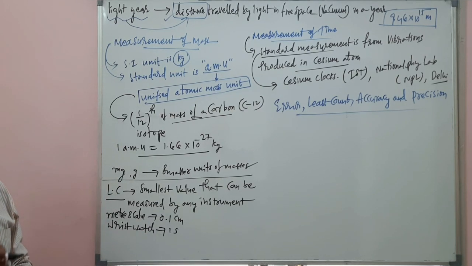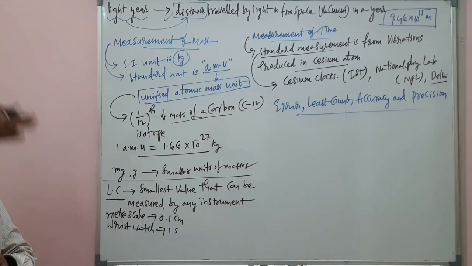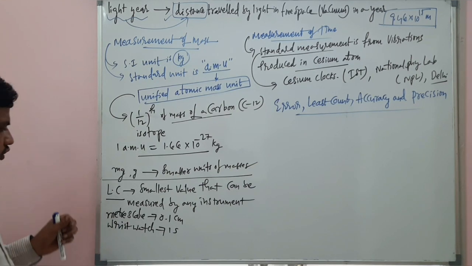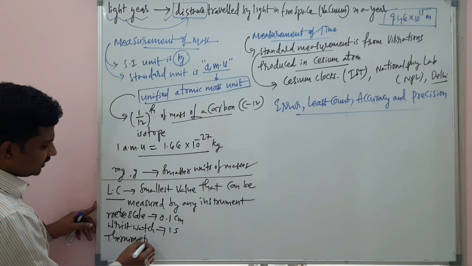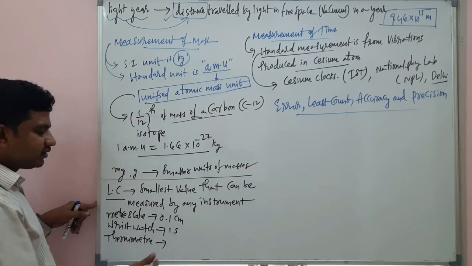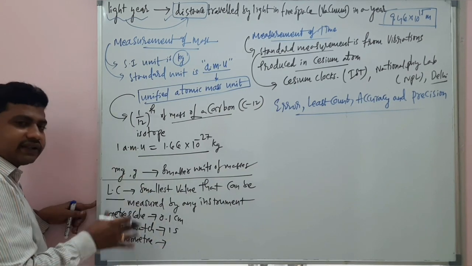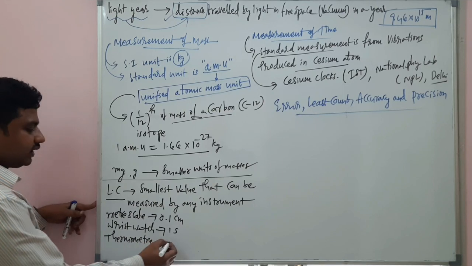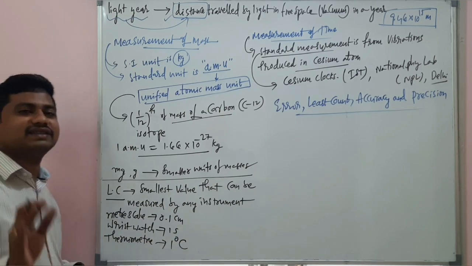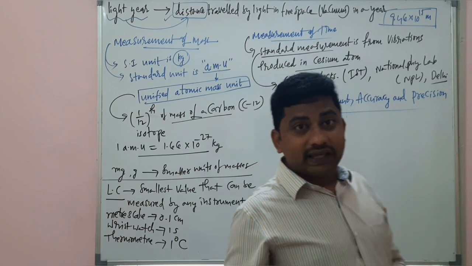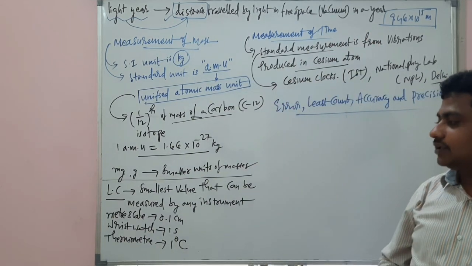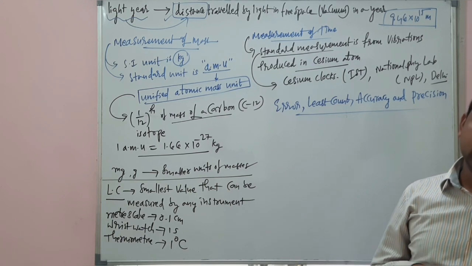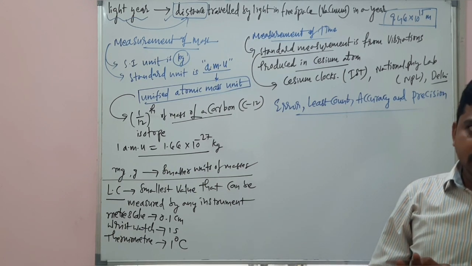Imagine you have taken a thermometer which has readings in degree Celsius. The smallest value that can be measured, the smallest reading that can be taken, is 1 degree Celsius. I am just imagining it, assuming it. So likewise, the smallest value that can be measured by any instrument is called its least count. Alright? Clear?